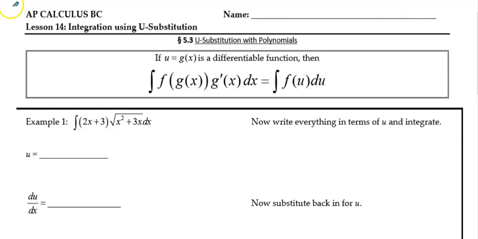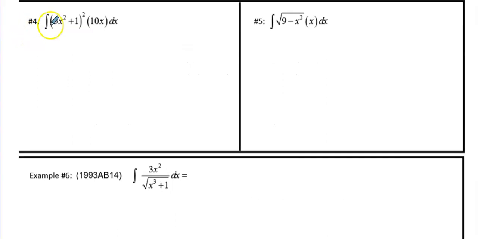In this lesson 14, we're going to start talking about integration using U-Sub. I have to say that U-Substitution is one of the most important concepts that you will learn in calculus, whether it's AB or BC. So I'm going to go ahead and get started with our first example.